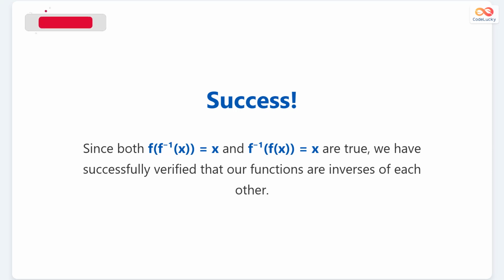Because we got x in both tests, we have successfully proven that the functions f of x equals 2x plus 3 and f inverse of x equals x minus 3 over 2 are indeed inverses of each other. Both checks must pass for this to be true.